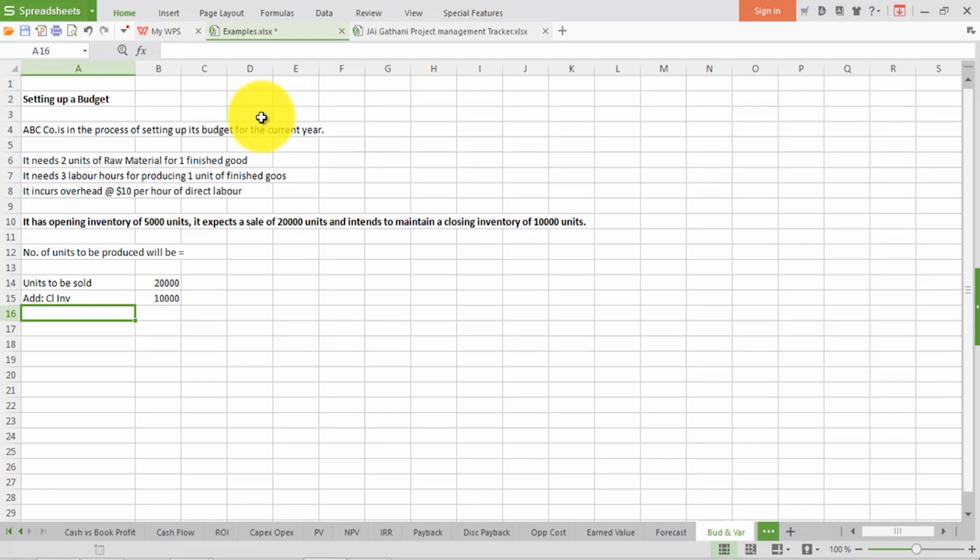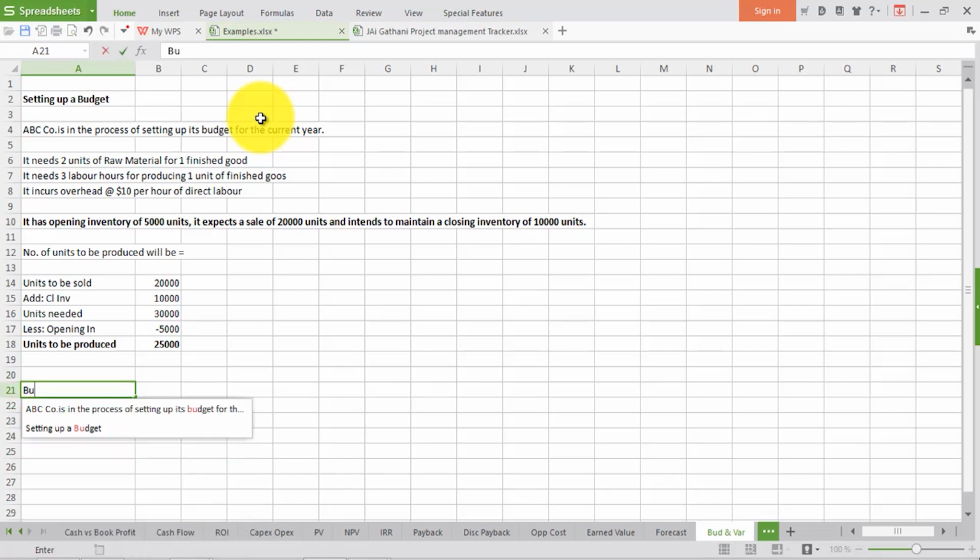So this gives you units needed, less the opening inventory, because you already have some units in place. So that gives you your units to be produced. 25,000 units. Now you know what is the amount of goods you need to produce. Now you can create your entire budget over here.